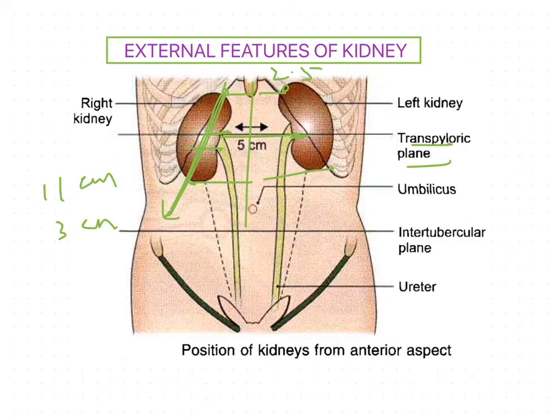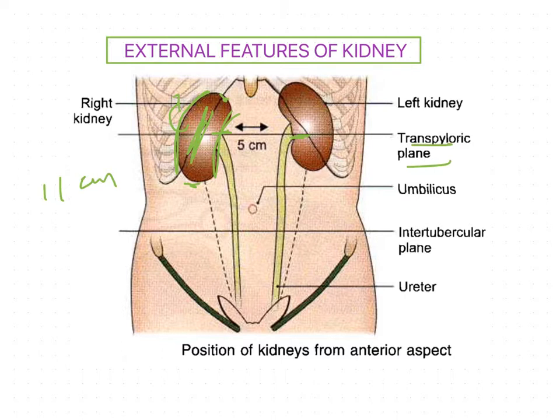And it has two poles: one is the upper pole and the other is the lower pole. It also has two borders: one is the medial border and the other is the lateral border. And two surfaces: one is the anterior surface, and behind it you have the posterior surface.